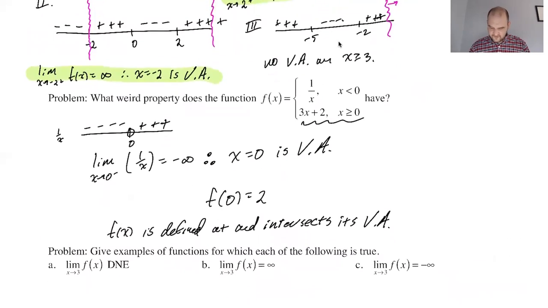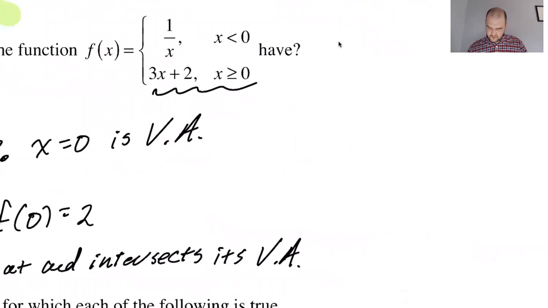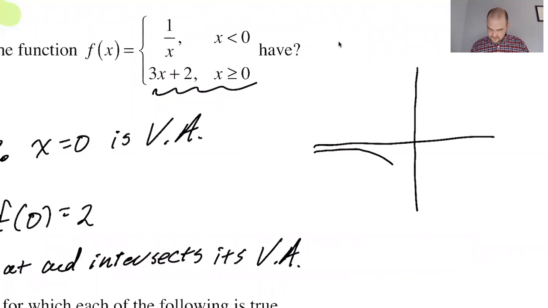So if we create a graph of this, here we go. All right, let's create a graph of this thing. Oh my God, my vertical lines. All right, not terrible. So it's 1 over x.